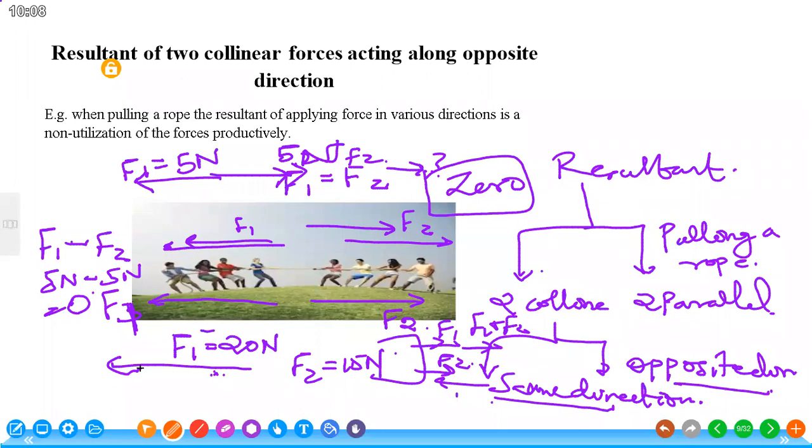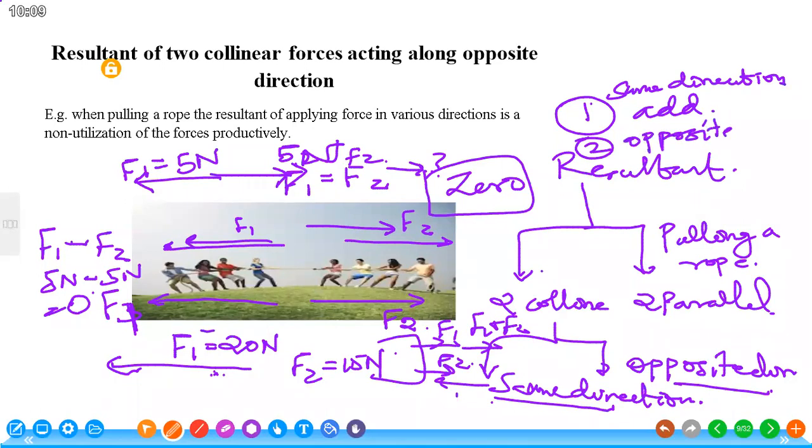How do you say the object will move in the F1 direction? You should know that when forces are applied in the opposite direction they should be subtracted. When you apply force in the same direction, they should be added. Take a small note, students: same direction, add the forces. Opposite direction, you should subtract, from the higher value to the lower value.